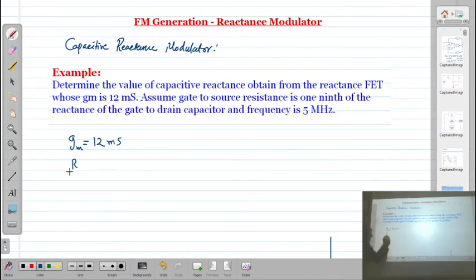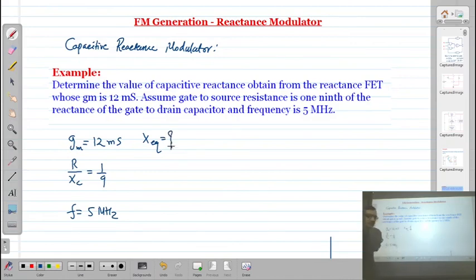Assume the gate to source resistance is 1/9 of the reactance of the gate to drain. Means R by Xc is 1/9. And the frequency is 5 megahertz, F is equal to 5 megahertz. So this much data is given to you, and now you have to find out what is the Xc equivalent.